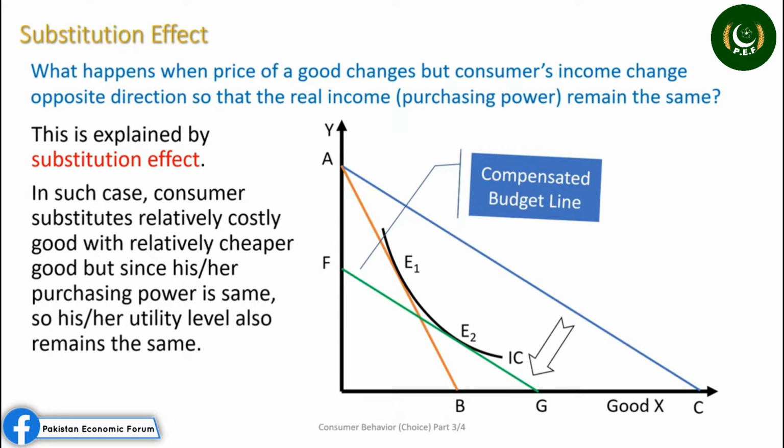Students, keep in mind that this shifting of the budget line so that it becomes tangent to the original indifference curve is J.R. Hicks' idea. There is another group of economists, led by Slutsky. According to them, the shifting should be so much that the new budget line passes through the old chosen bundle. That is, the new budget line should pass through E1. However, we shall stick to what J.R. Hicks suggested.